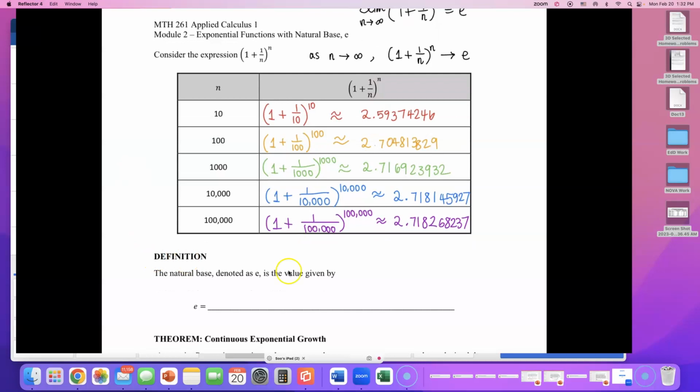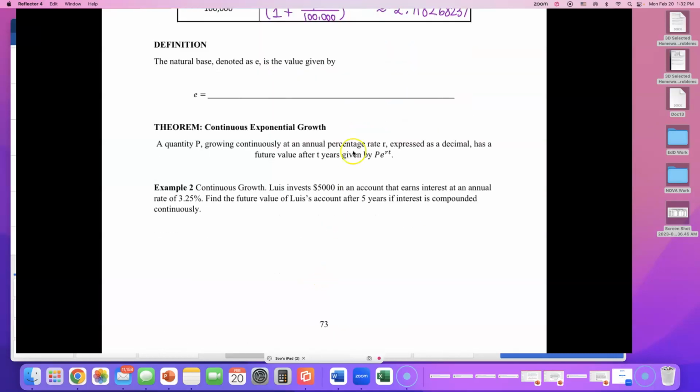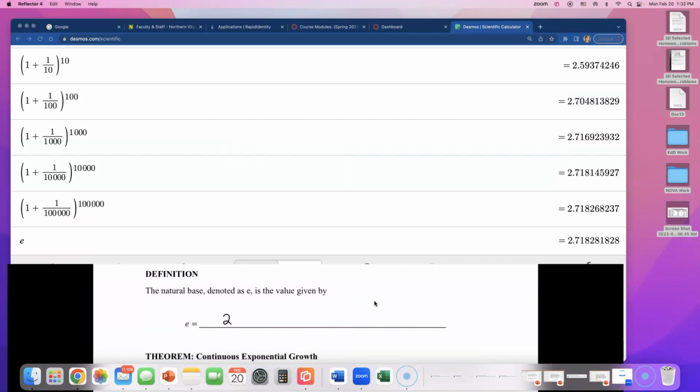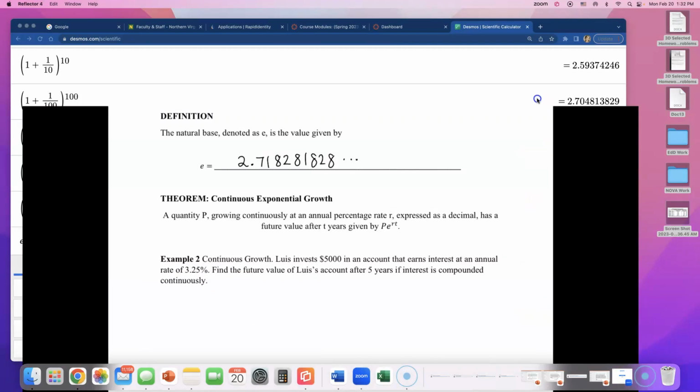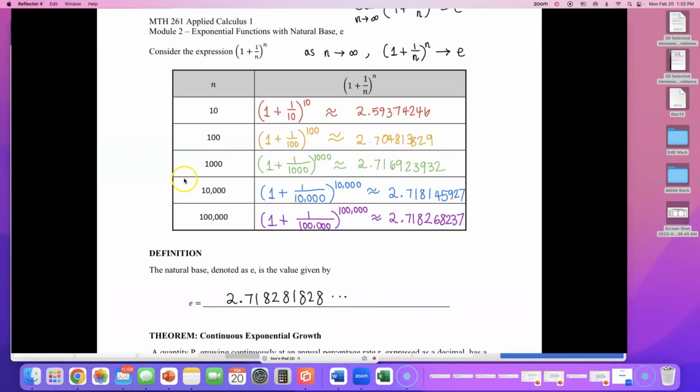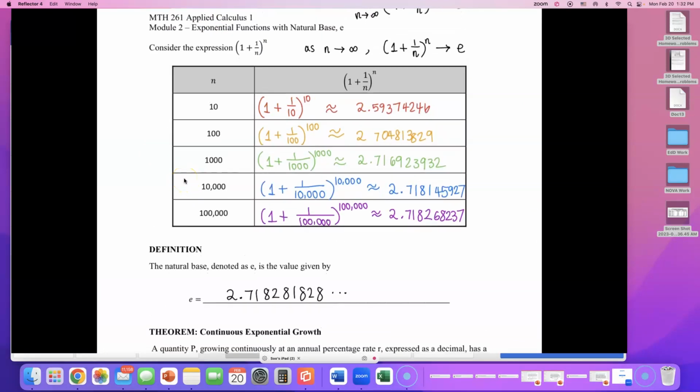Okay, the natural base, denoted as e, is the value given by, I'll try to write down as many digits as I can. 2 point, and we don't have to memorize it. There's a button e on our calculator, but that is an irrational number that never ends, doesn't have a pattern, so it will just go on like that.